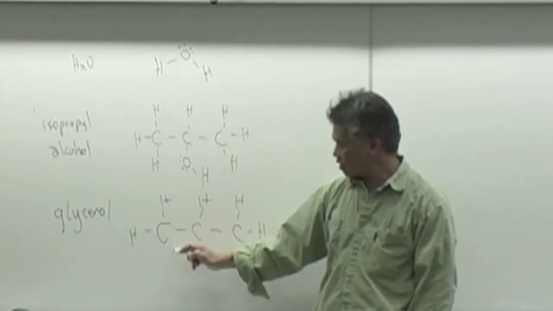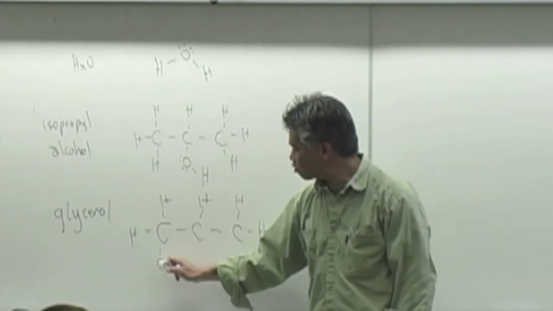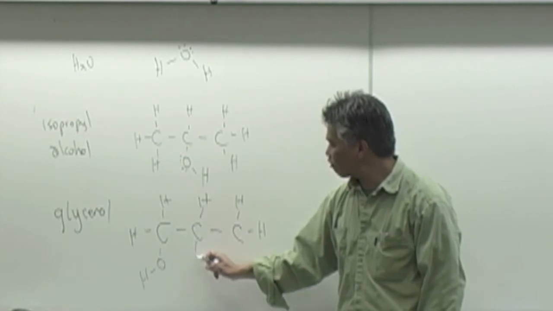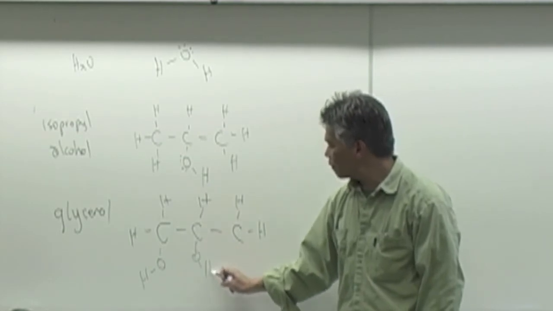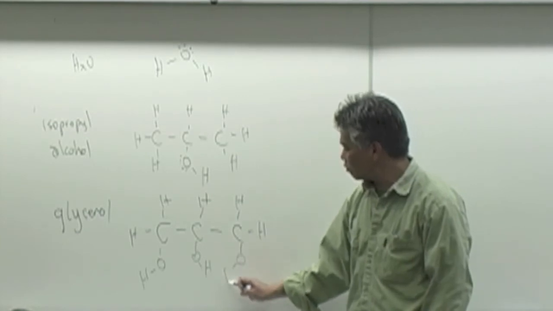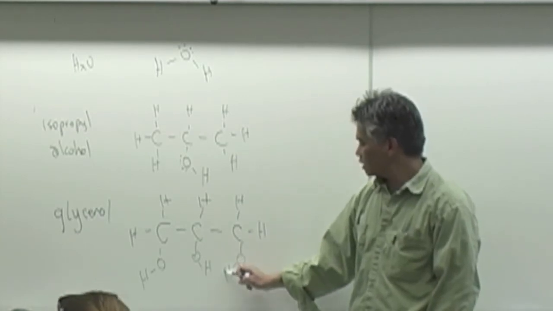This has 3 so far. The 4th bond is an OH group. This has 3 so far, and the 4th bond is an OH group. And this has 3 so far, and the 4th bond is an OH group. So that's glycerol.